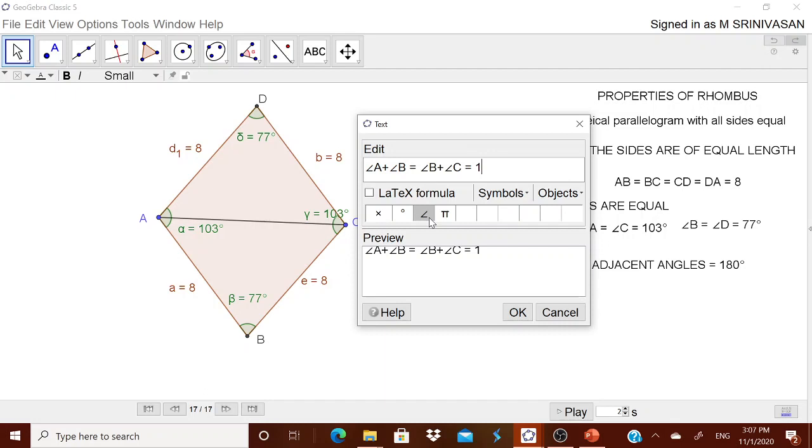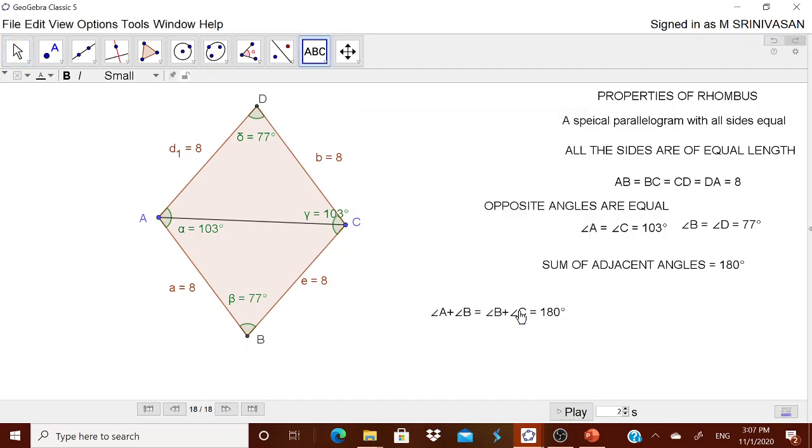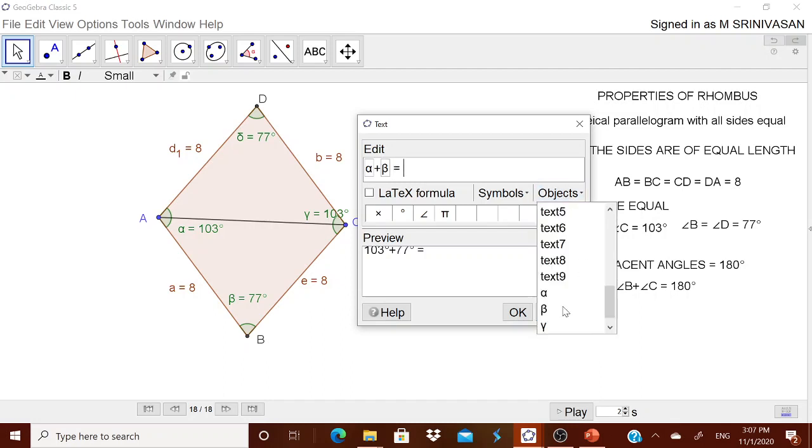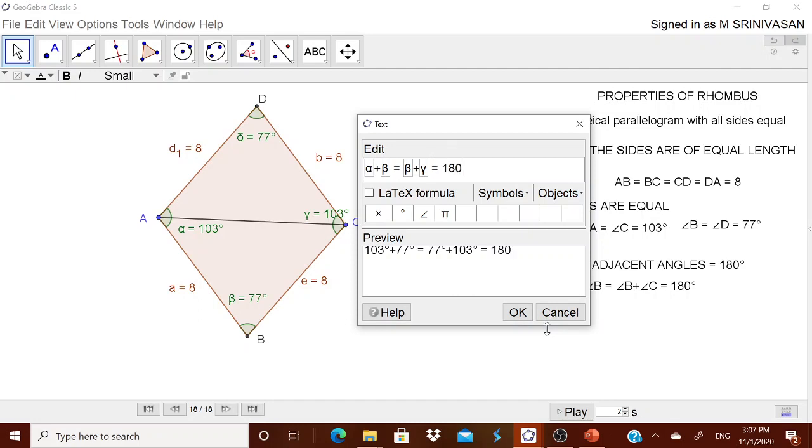Is equal to 180 degrees. Okay, now if you want to show the children what the meaning of this is, what angle A is, what angle B is, I think all of you know that in the object property you have to take alpha. Okay, from that object you have to take alpha plus beta, same as B, therefore beta plus gamma. Just for practice I'm showing you, is equal to 180 degrees.